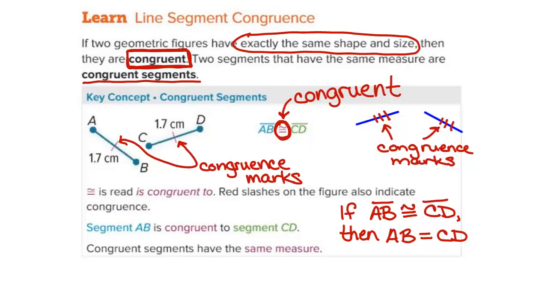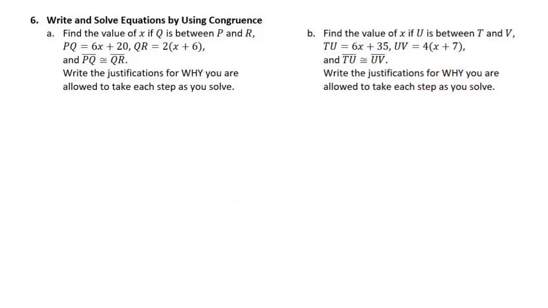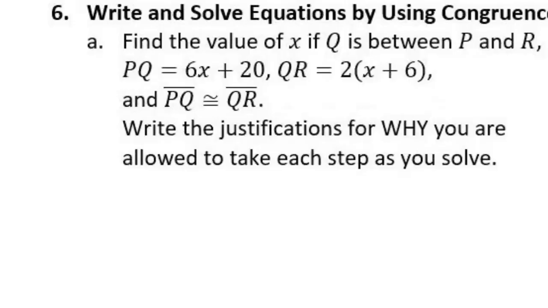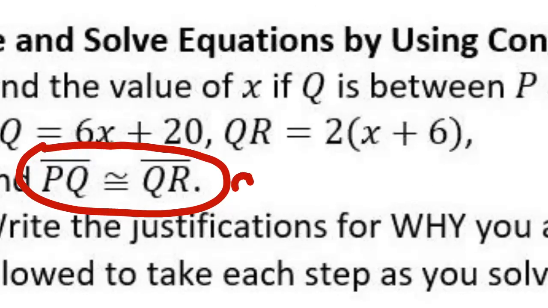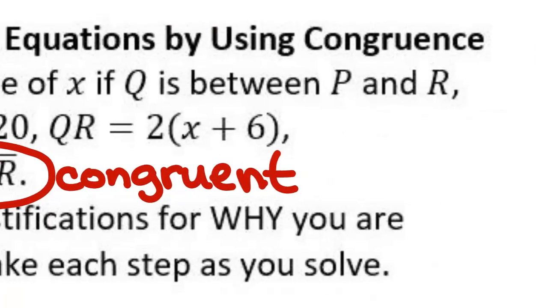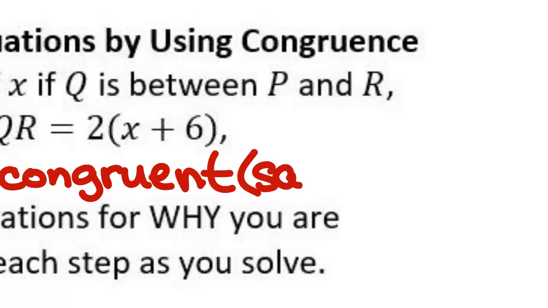Let's see if we can use this idea of congruence to solve some problems. Down at the bottom of the page, number 6, part A, says find the value of x if Q is between P and R. PQ equals 6x plus 20, QR equals 2 times x plus 6, and PQ is congruent to QR. Remember, congruent means same size.